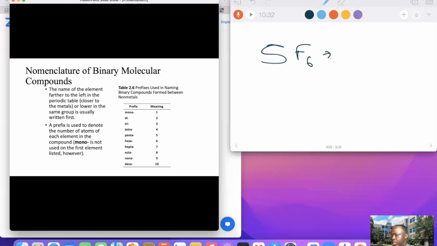SF6, sulfur hexafluoride. We treat the second element as if it is an anion ending in IDE, not hexafluorine. No. You treat the second element as if it is an anion, IDE.